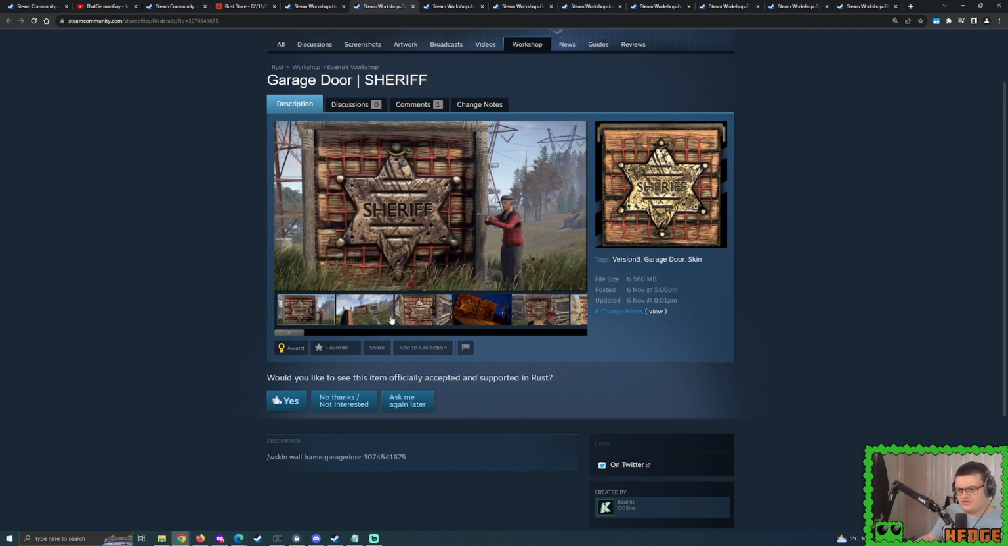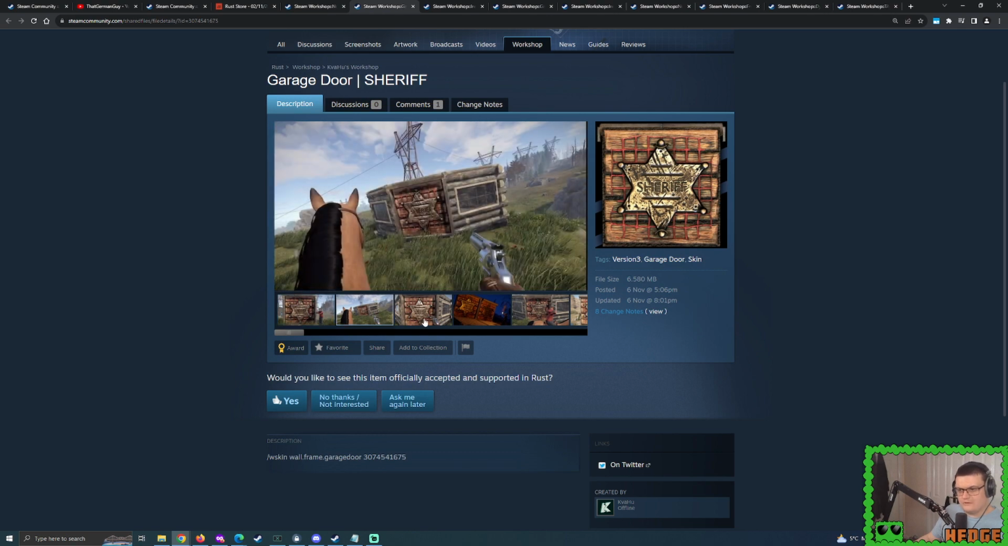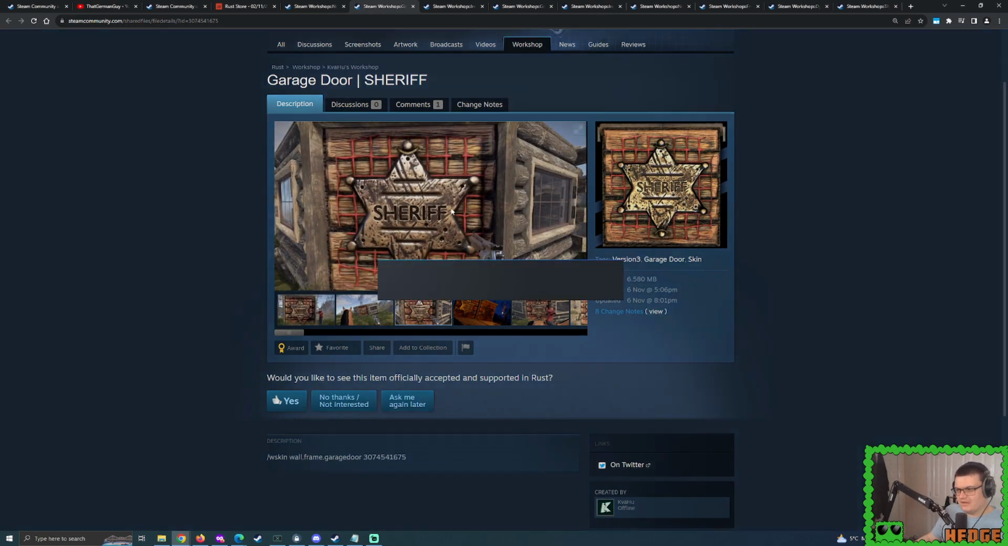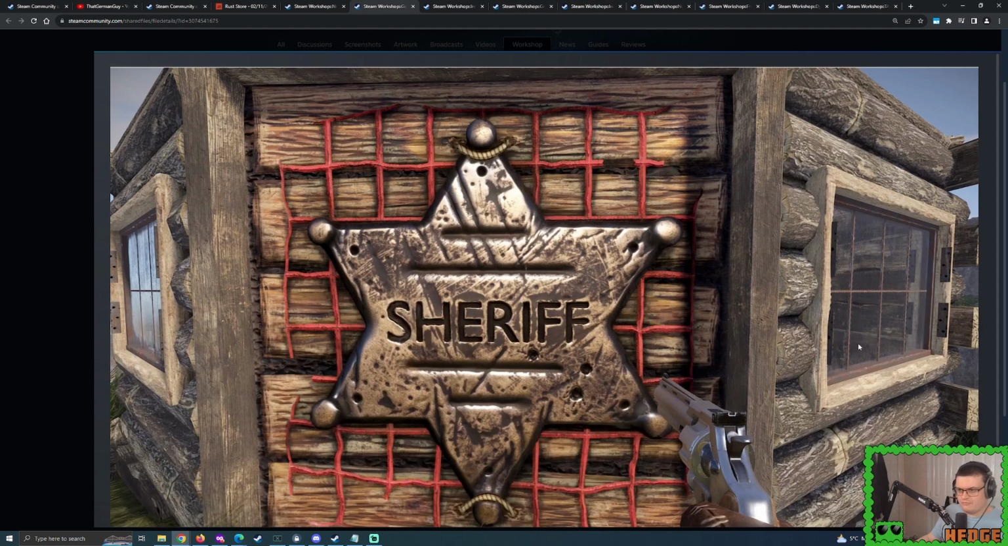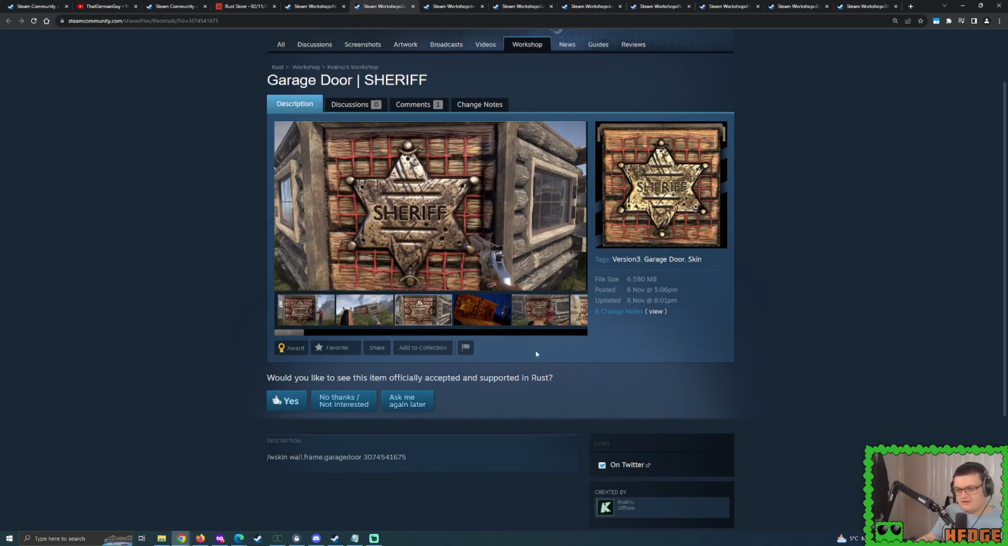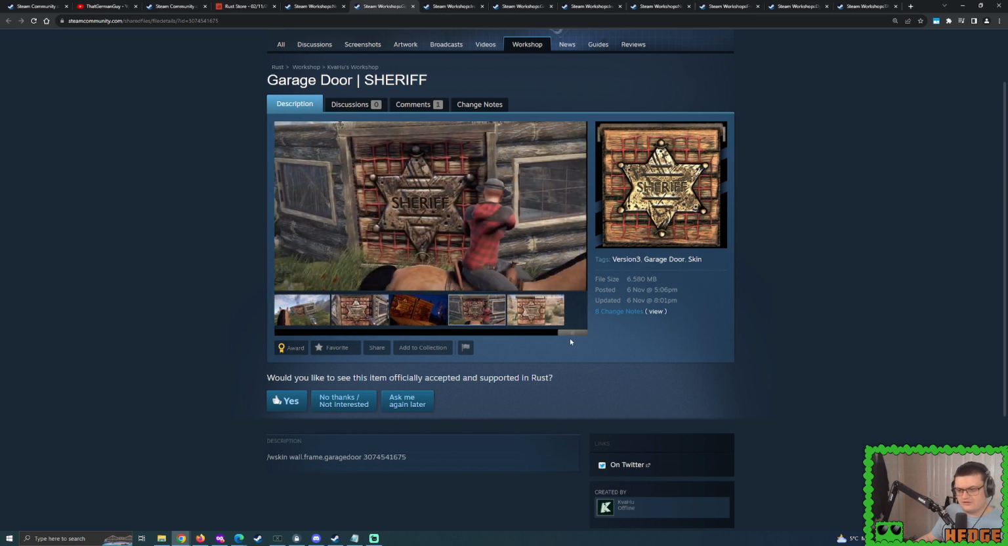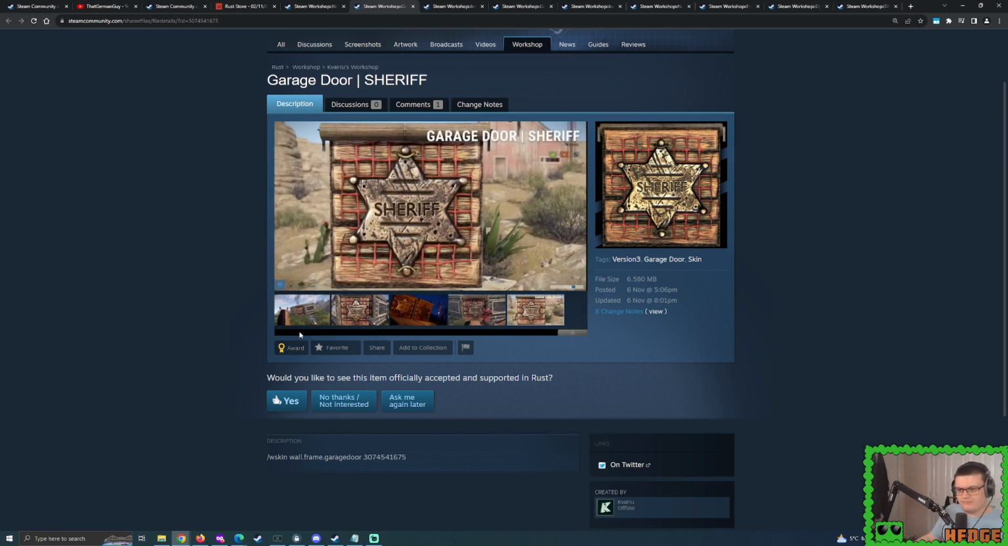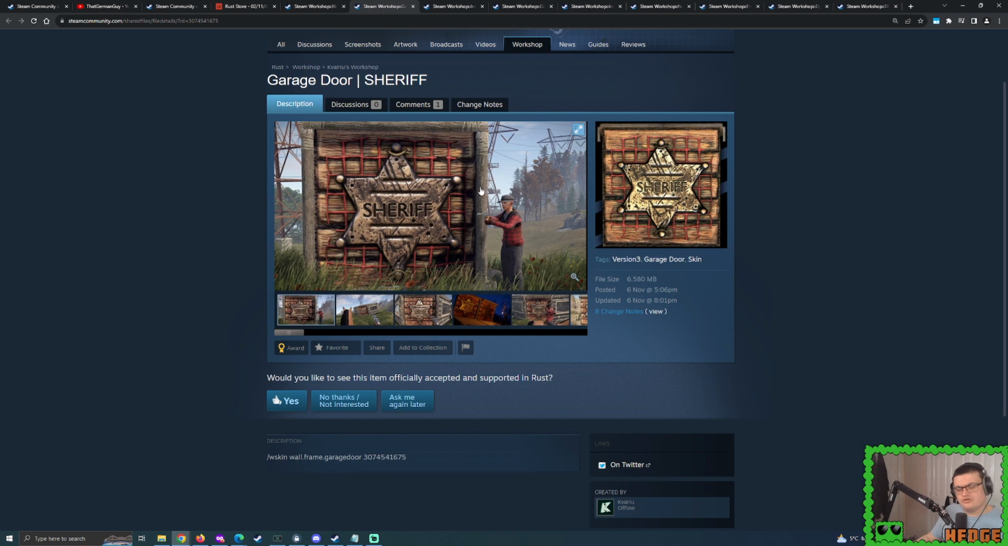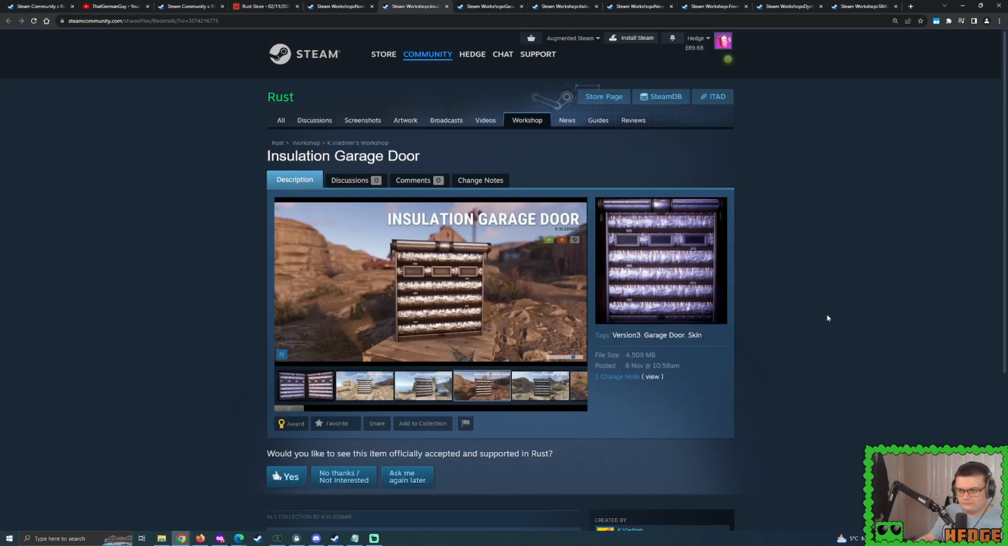We got ourselves a Sheriff garage door. I mean, that's it. Yep, it's got a big star on it. If you're a fan of this, if you like what you see, it doesn't appear to glow in the dark from what you can tell. If you want to dress up like a cowboy, if you want to be the sheriff of the town, please consider voting yes or no for the Sheriff Garage Door. Best of luck to you, Kavahu.